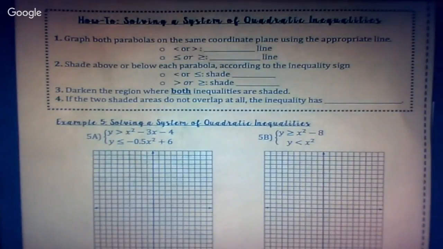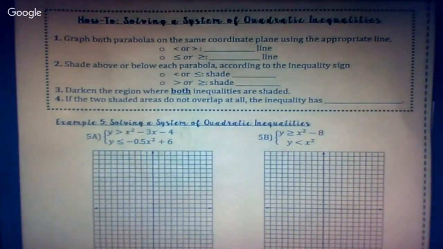Somebody tell me the difference between an equation and an inequality. The inequality, Sienna said, has the greater than or less than signs, okay? So there's a range of numbers that work for these.